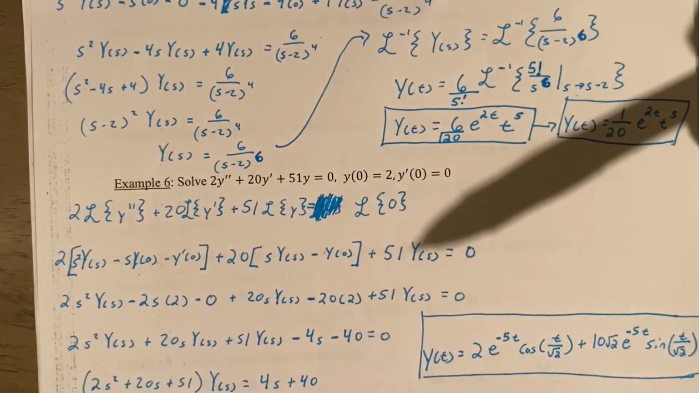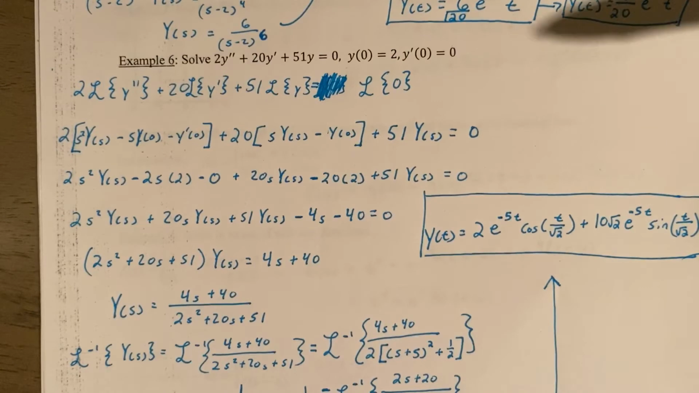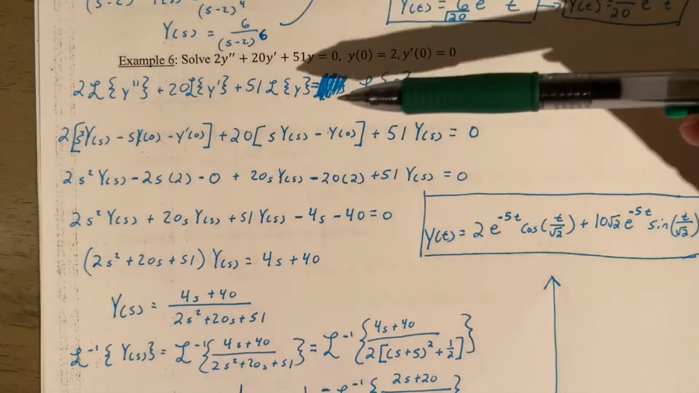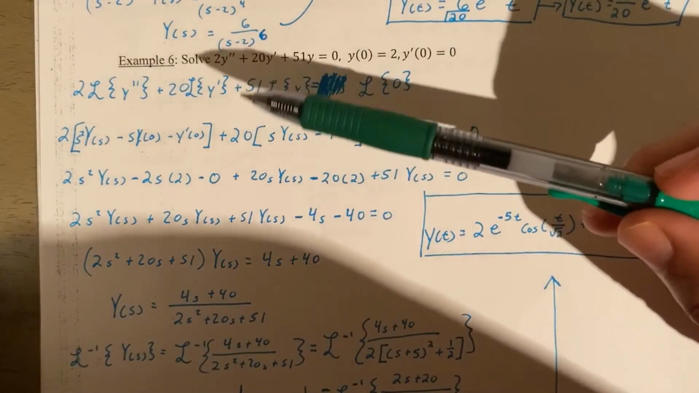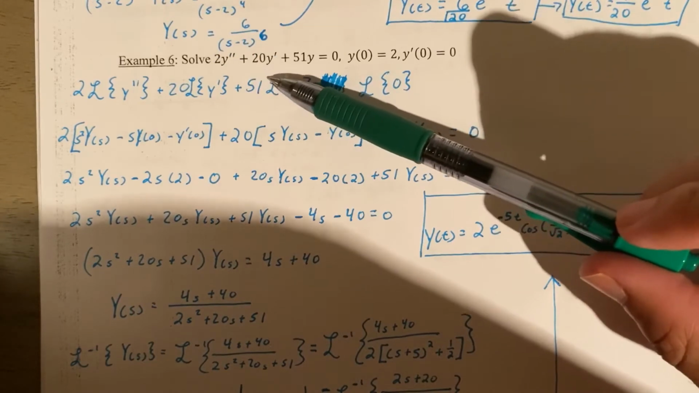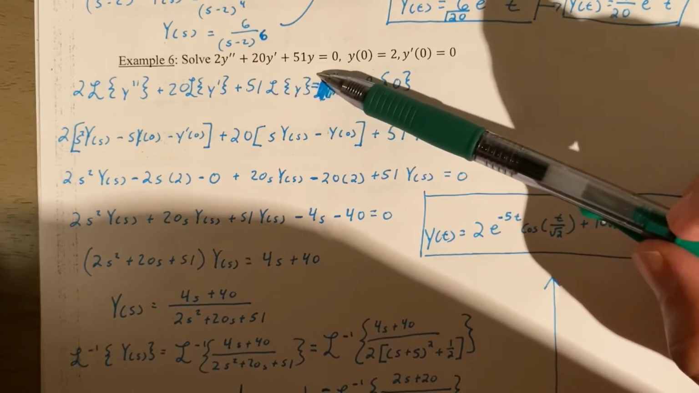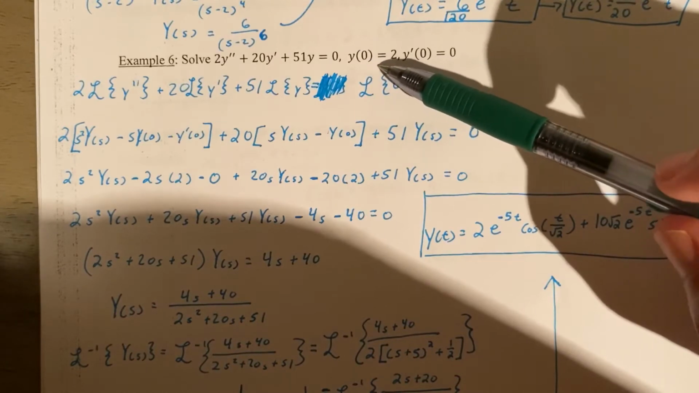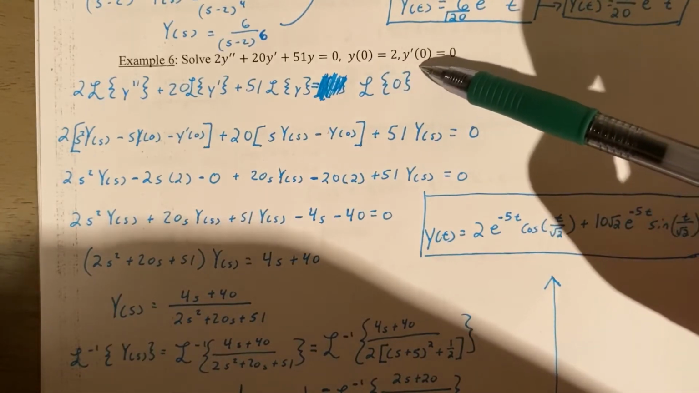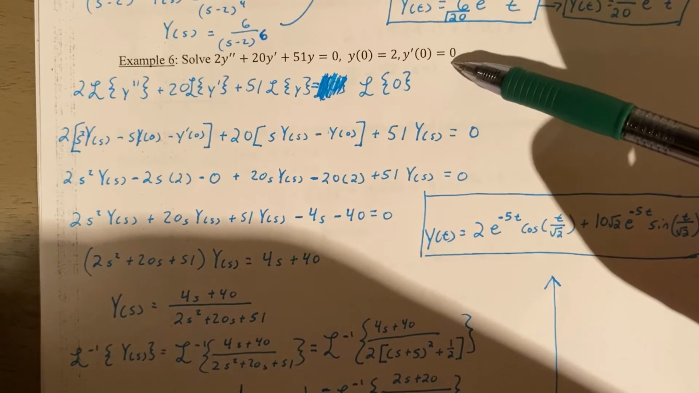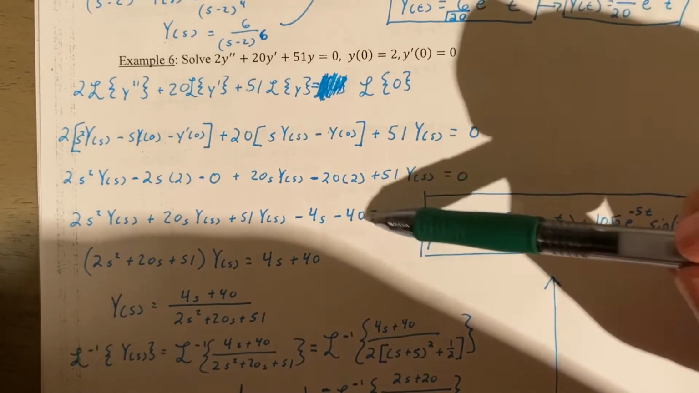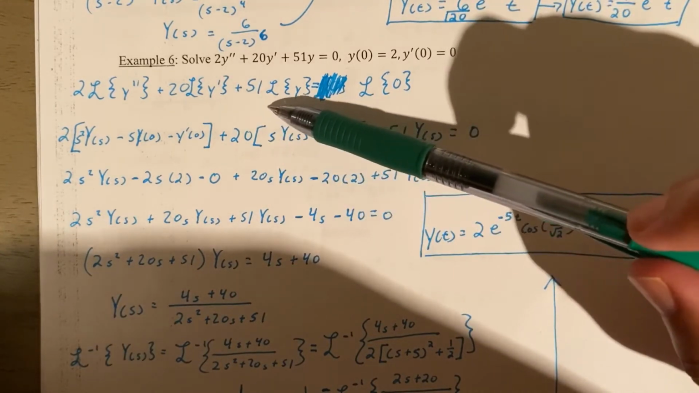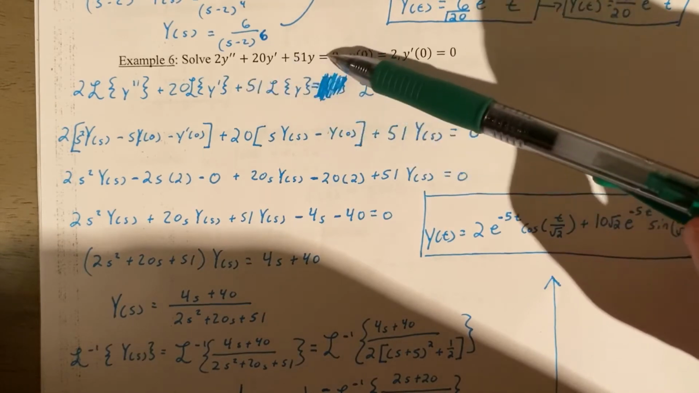Now, next we're going to have another differential equation. It's a second order differential equation where we have 2y double prime plus 20y prime plus 51y is equal to 0, with the initial value of y of 0 being 2, and for the derivative, the initial value of 0. And so again, we're going to do the same thing. We're going to take the Laplace transform of the left and the right side.